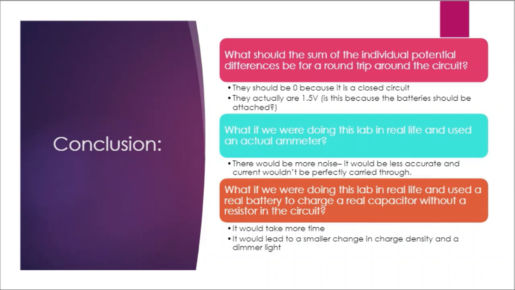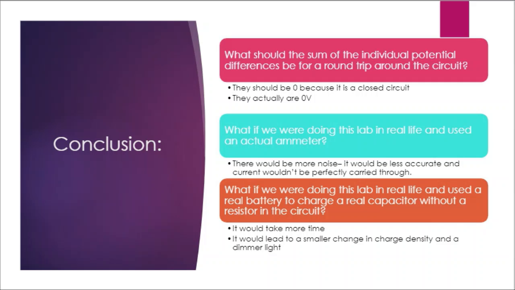What is the sum of the individual potential differences for a round trip around the circuit? My guess was they should be 0 because it's a closed circuit, and my result is they actually are 0. What if we were doing this lab in real life and used an actual ammeter? There would be more noise, it would be less accurate, and the current wouldn't be perfectly carried through. The ammeter also wouldn't have a perfectly zero resistance, so some of the voltage would be lost.